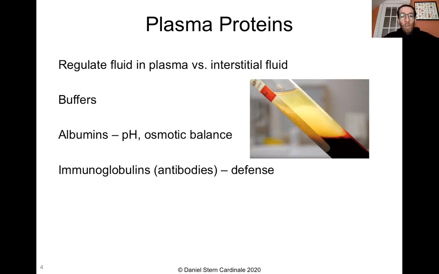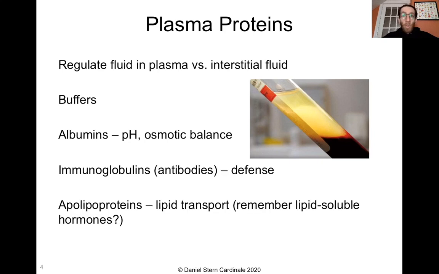There are also proteins called immunoglobulins circulating in the bloodstream. These are antibodies. You've probably heard that word, and you know that they are for defense. We're not going to talk about antibodies more today, but we are going to spend a lot of time talking about antibodies next time when we talk about the adaptive immune response. There's also a group of proteins we've already talked about but haven't specifically named, called apolipoproteins. These are useful for lipid transport.